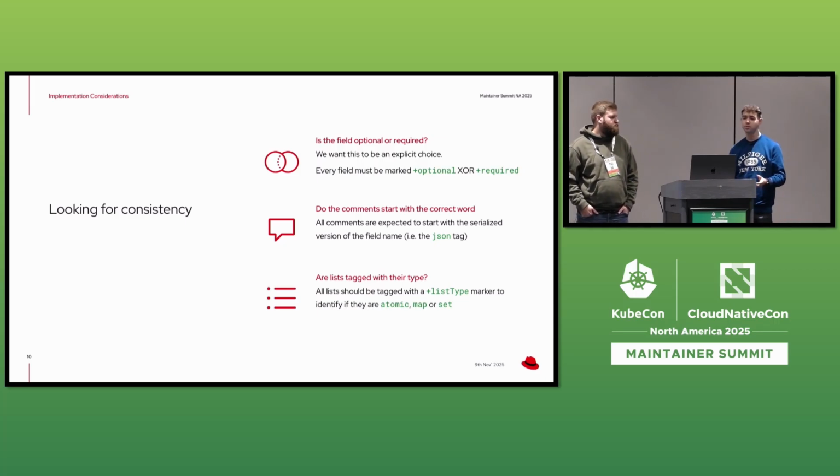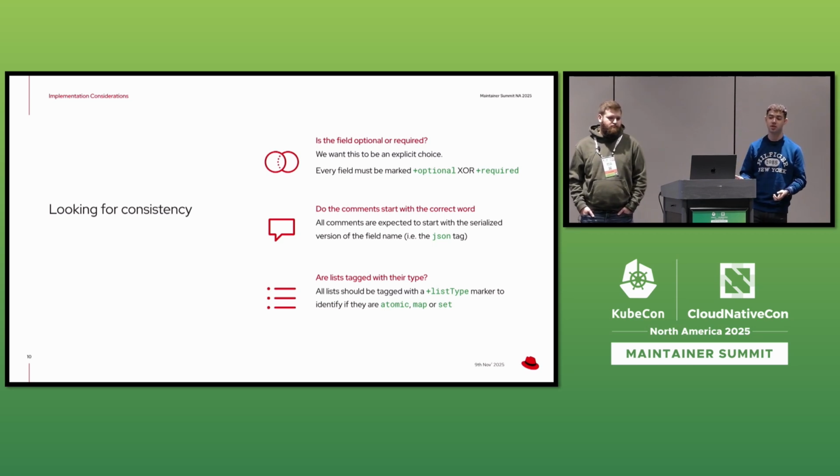One of the smaller things you might notice is around comments. So in Kube APIs, the comments should start with the JSON tag. That's the field name that end users are familiar with. And so when they do something like kube control explain, they get the right version of the field name and it looks familiar to them.